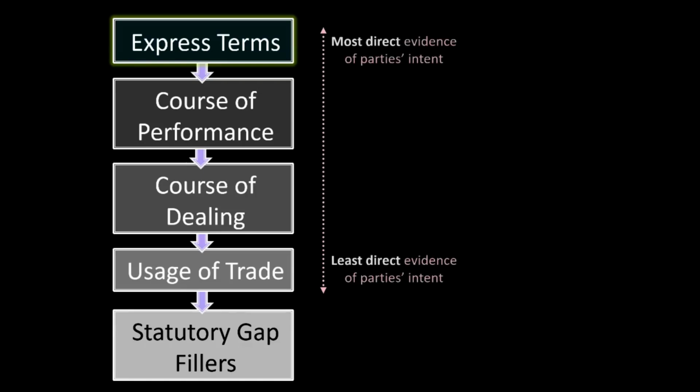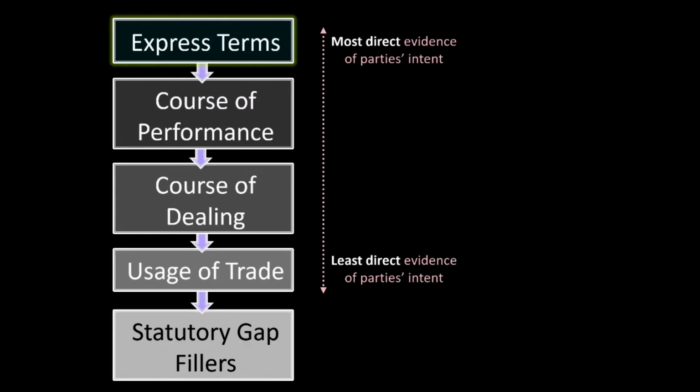And this makes good sense because course of performance, course of dealings, and usage of trade to varying degrees reflect what we think the party's intent was. In contrast, statutory gap fillers are not in any sense based on what we think the parties intended. Instead, they're just a bunch of legal default rules.